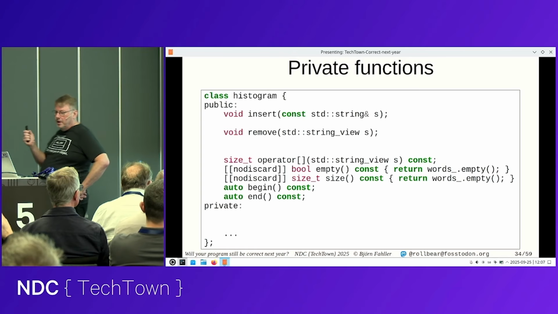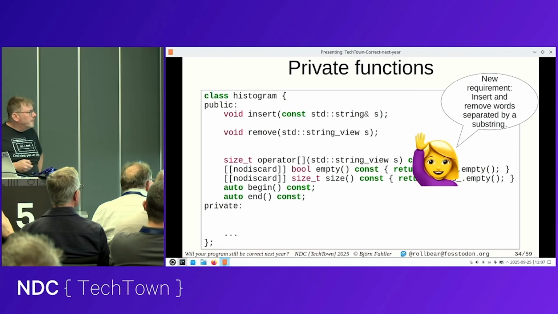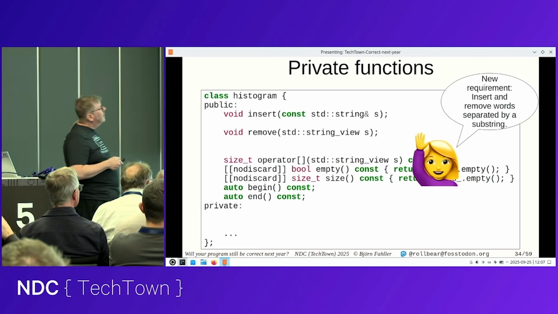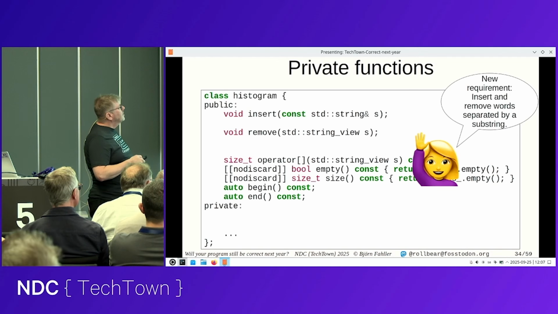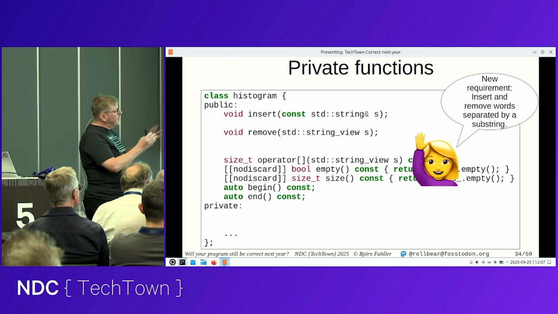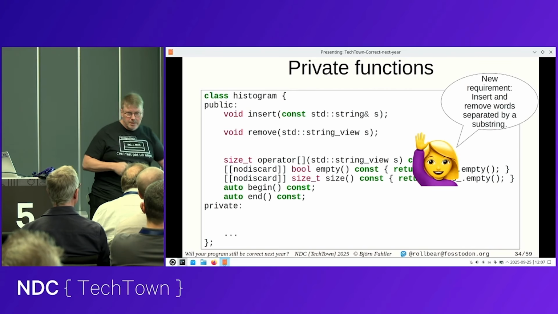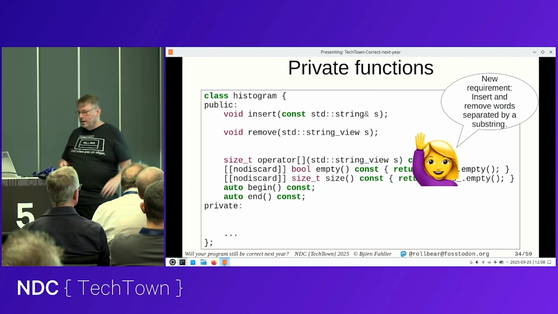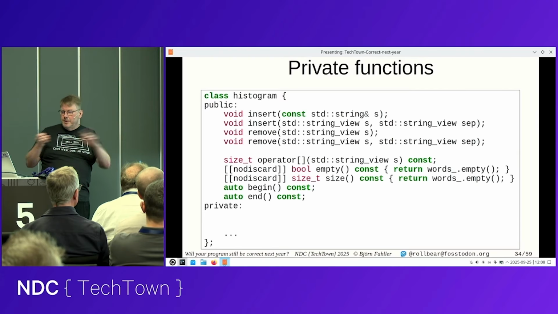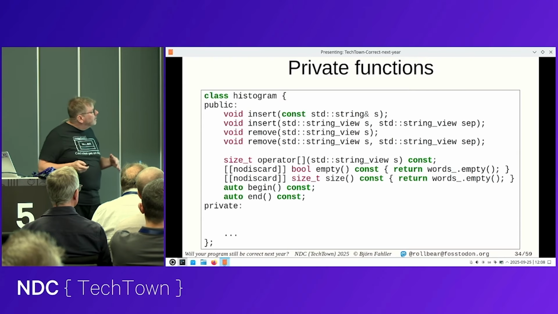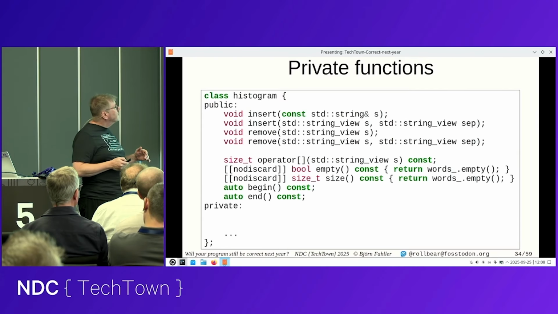Yes, so new requirements. We need to insert and remove words separated by a substring. Okay, that makes sense. So we can have like A, B, C, and we insert A, B, and C separated by the comma. Yeah. So we can have functions insert the string and the separator, and also remove the string and the separator. Yeah, seems to make sense.